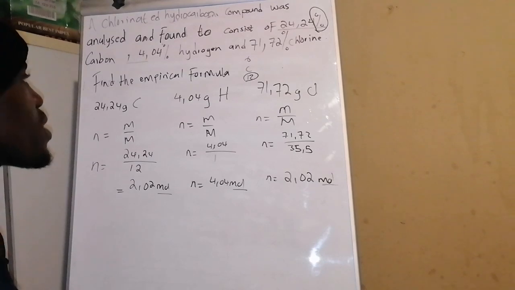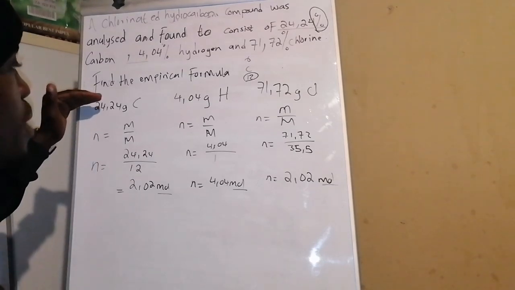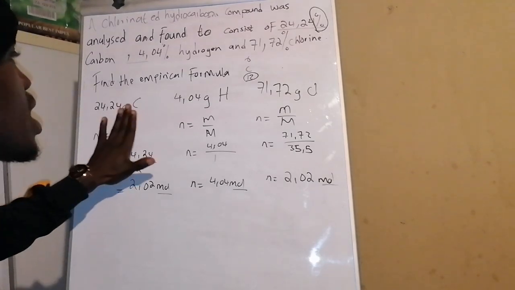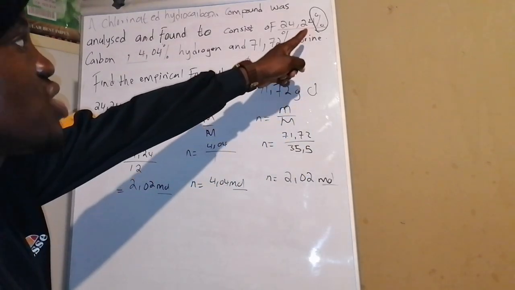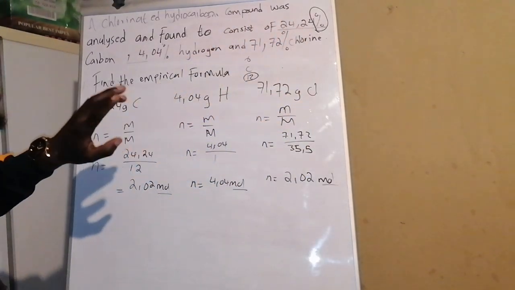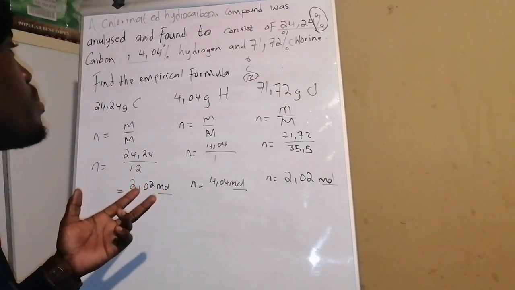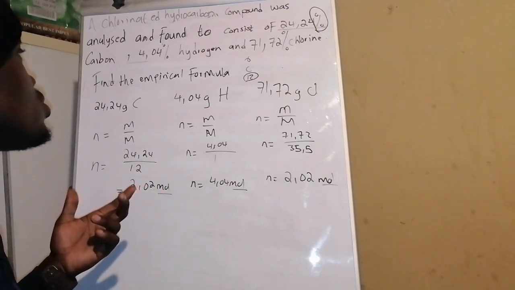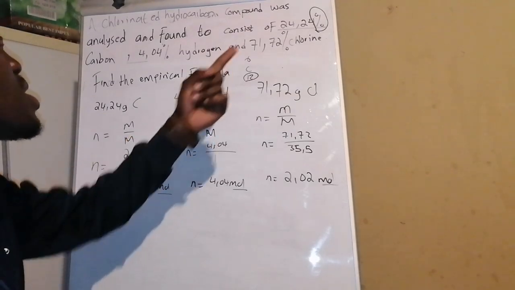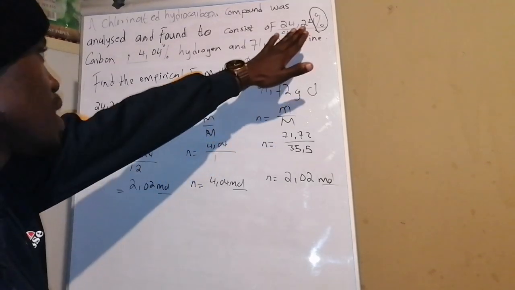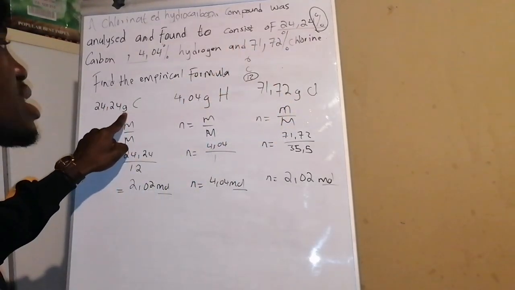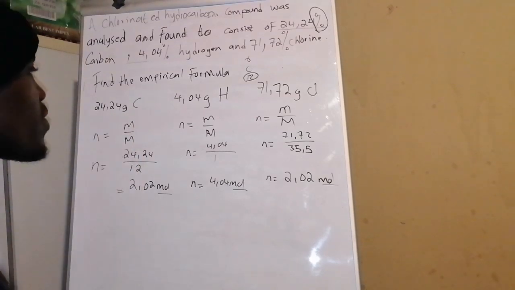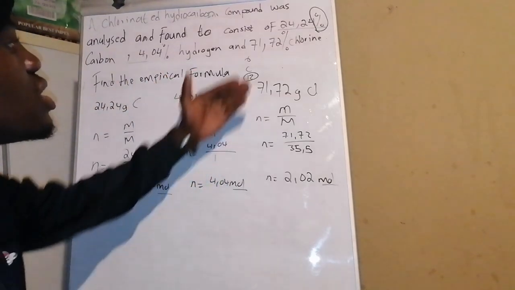Now the first step, we've covered the first step by calculating the number of moles for carbon, hydrogen, and chlorine. Remember, we'll be given percentages. Now you do not multiply or divide by whatever to convert percentage to grams. You just remove the percentage symbol or sign, then you replace it with the gram. Now find the number of moles for carbon, hydrogen, and chlorine.